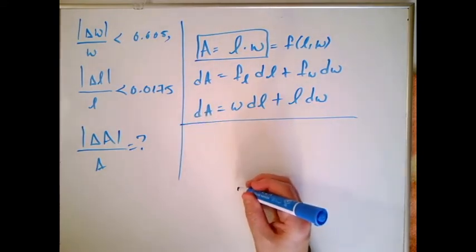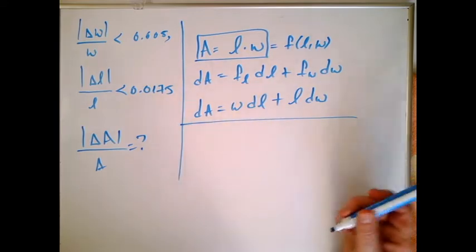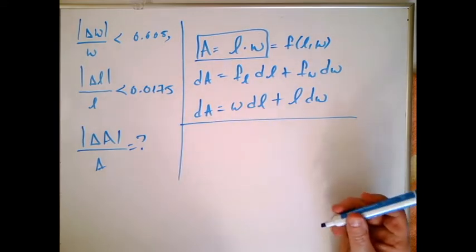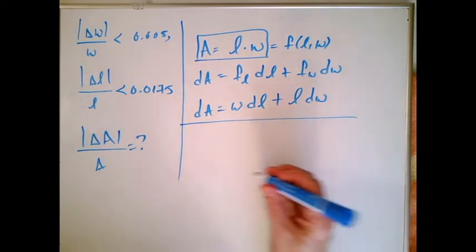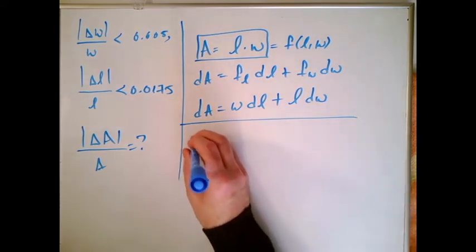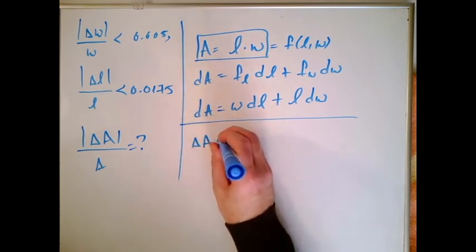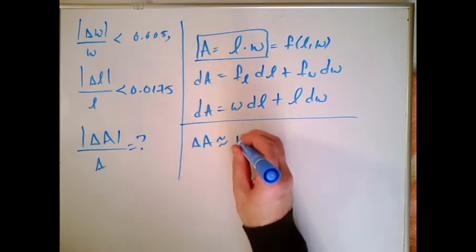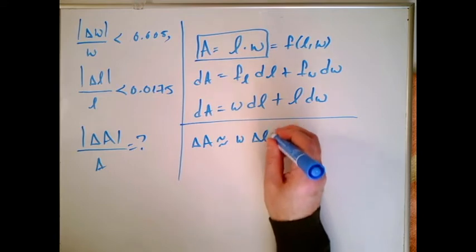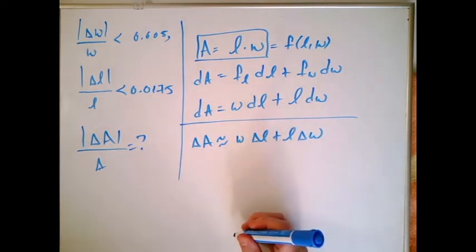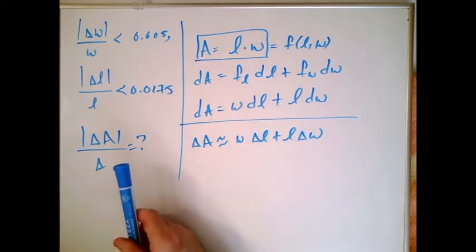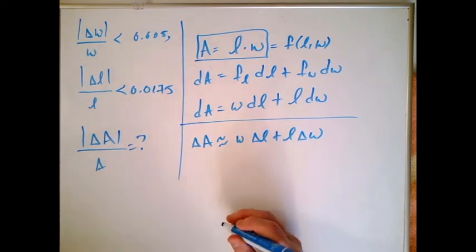How are we supposed to interpret this? If you're going to be a math major, you're going to be doing differential geometry, and this is going to be a linear transformation. But if you're going to be any other kind of scientist, when you see all this d stuff, you think delta. So we should just think delta A is approximately equal to W delta L plus L delta W. Now what do we want? We want the absolute value of delta A over A.